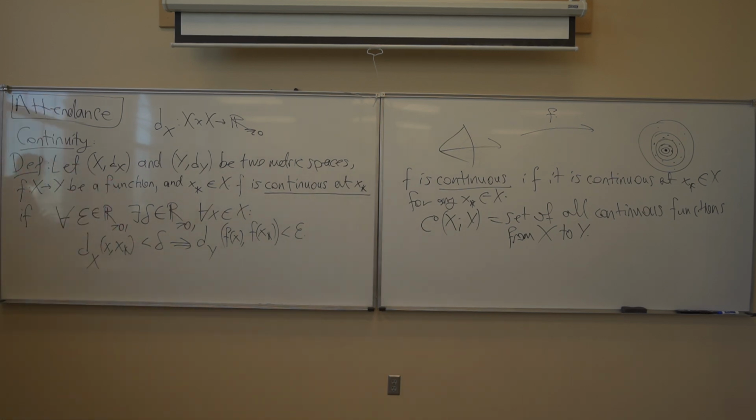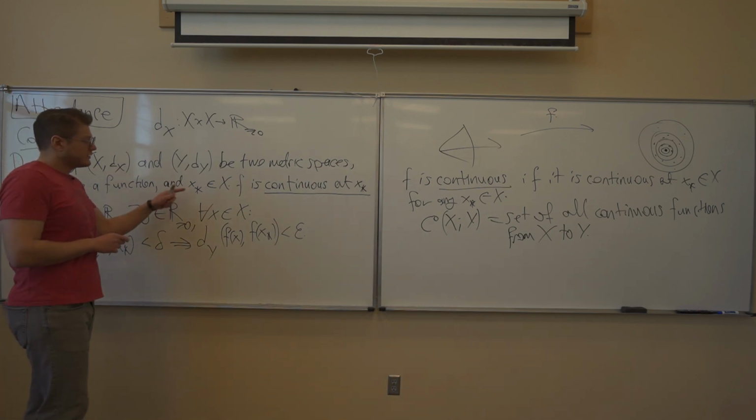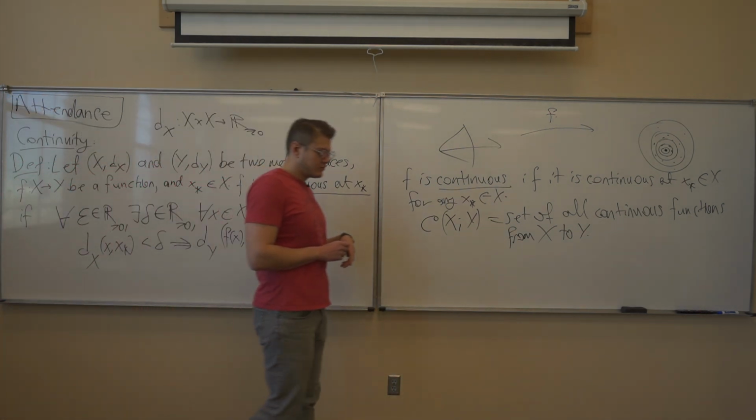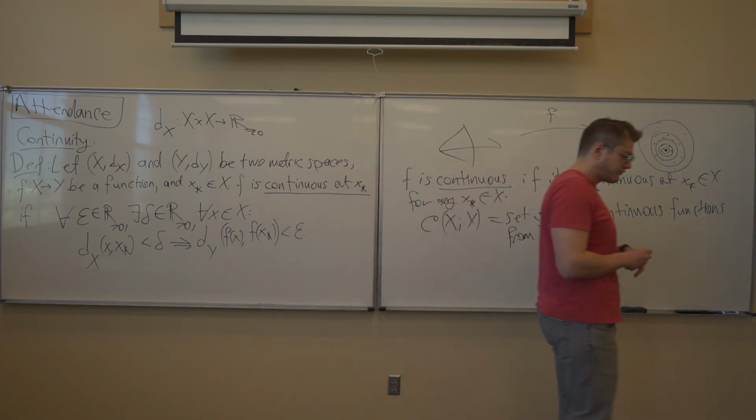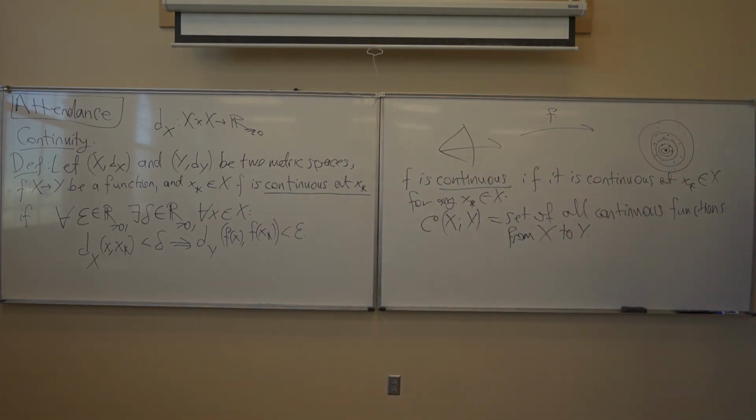So now let's connect this to the notion of a sequence. How to relate continuity and sequences. Well, a function is continuous at a point x star if and only if it preserves convergent sequences that converge to x star.